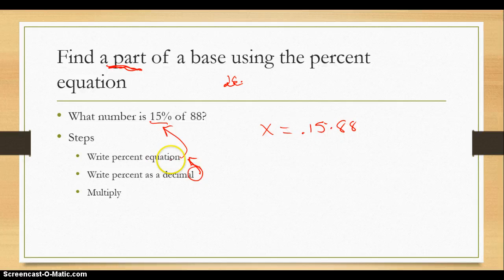So step 1, we wrote the equation. We did step 2 along with step 1. We turned the percent into a decimal, and then we can just multiply it. So we know that x equals 13.2. So we know that 13.2 is 15% of 88.